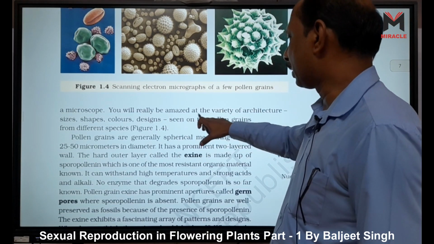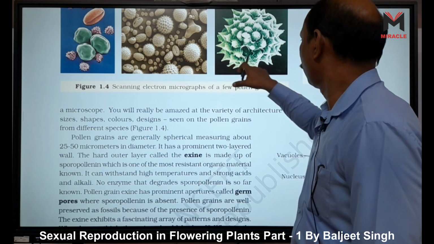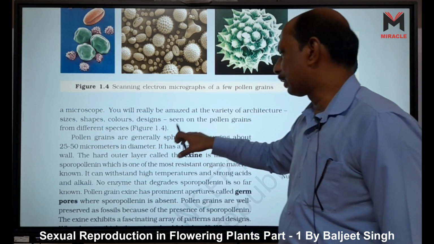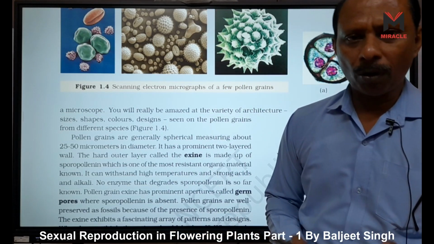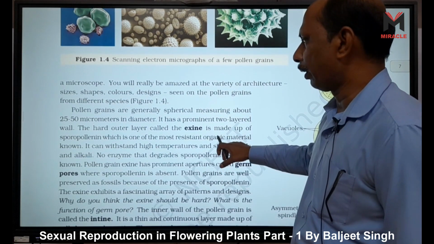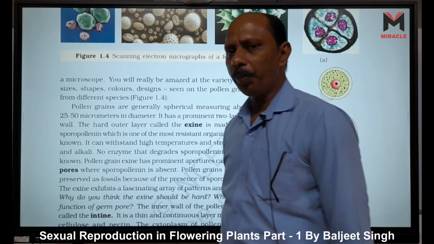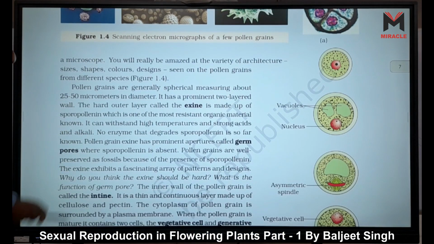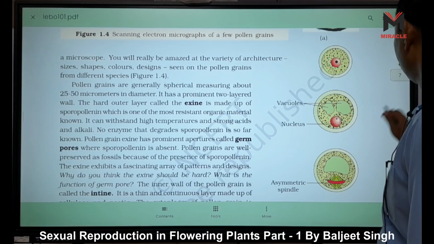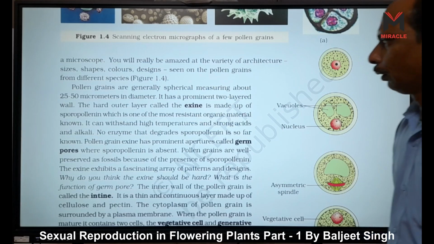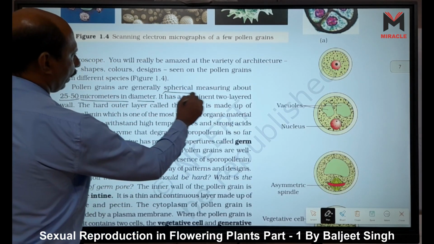You will really be amazed at the variety of architectures. Look here, different types of exines are there, right? Size, shape, color, and designs are seen on pollen grains from different species. Means different species have different sizes, shapes, and colors of pollen grains, and designs too. Pollen grains are generally spherical, measuring 25 to 50 micrometers in diameter. Micrometer means 10 power minus 6 meter, right?